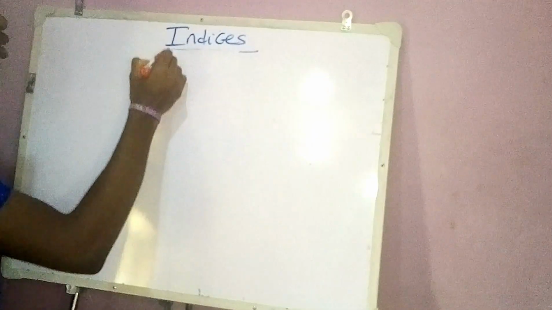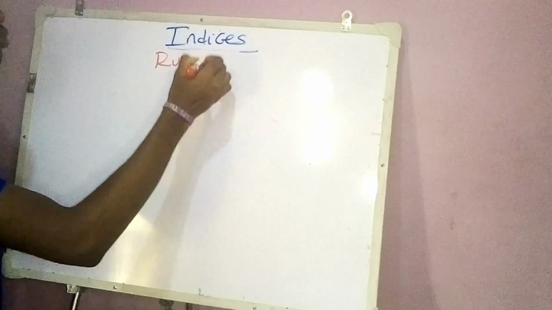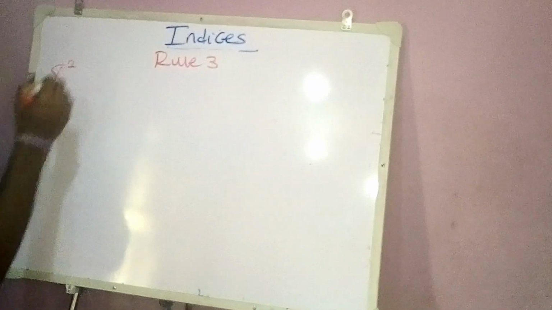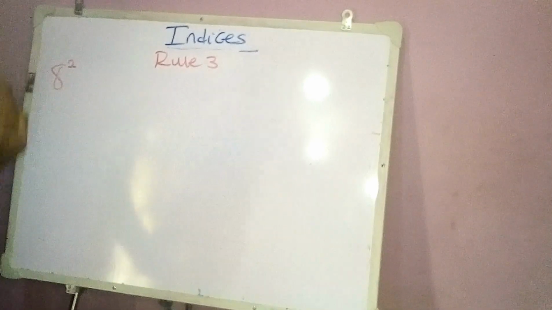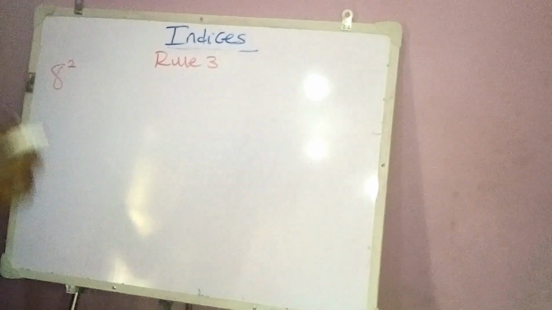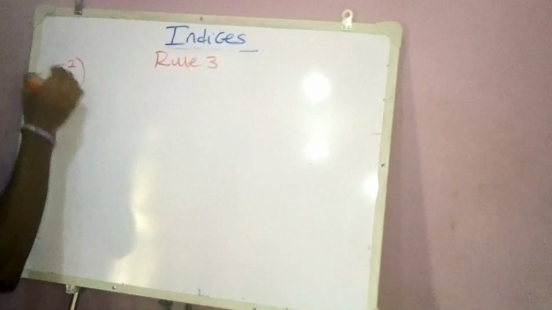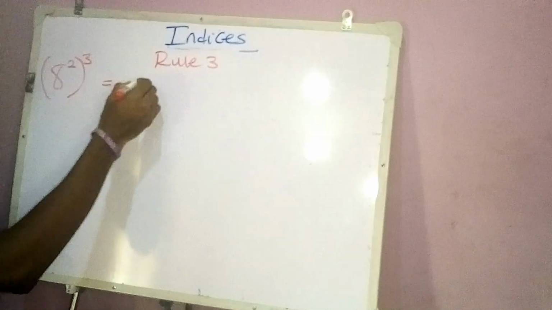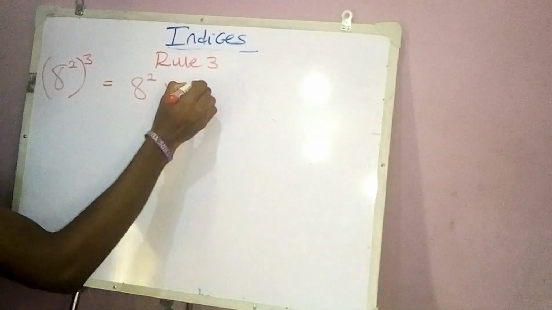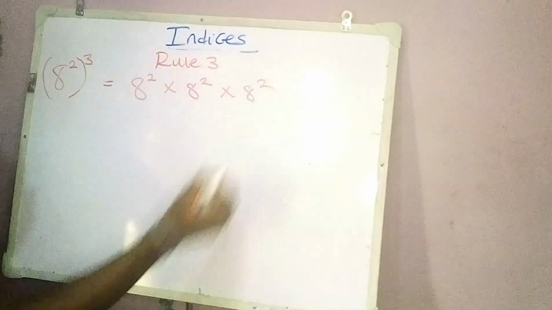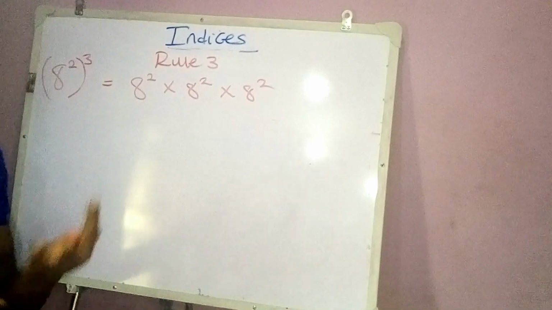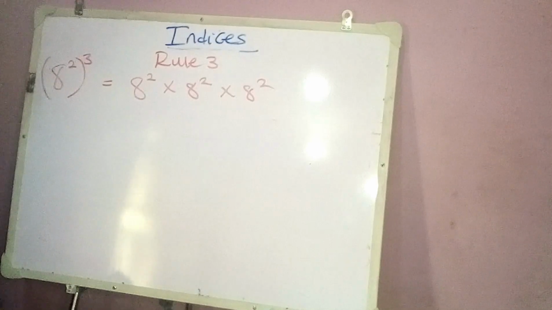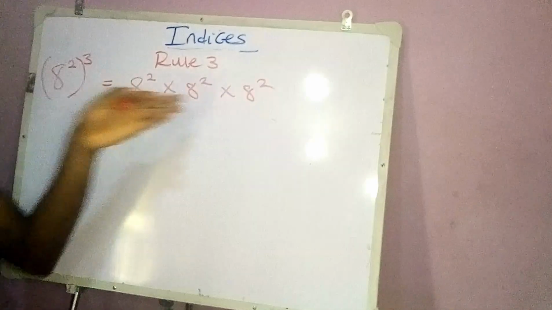For rule 3, I'll write it here, rule 3. Let us look at this case. Let's say I have 8 raised to the power of 2. We all agree that it is the same as 8 times 8, isn't it? Now, if I put it raised to the power of 3, this case is trying to tell me I should do 8 raised to the power of 2 three times. So let's assume you only know rule 1 and rule 2, which is your multiplication rule and your division rule. You can use your multiplication rule to get the answer to this.